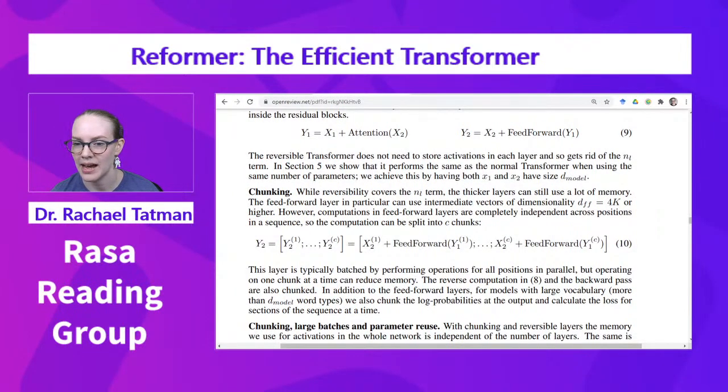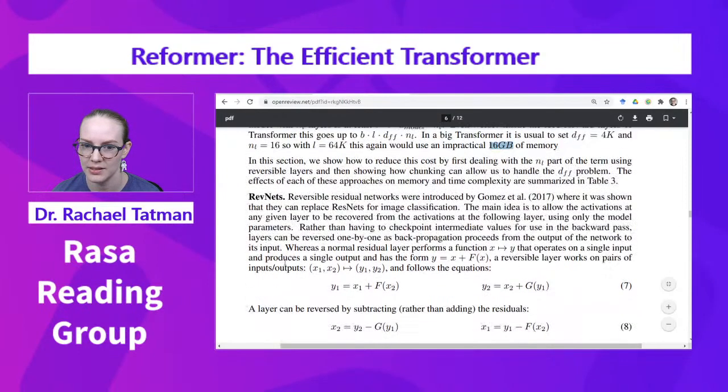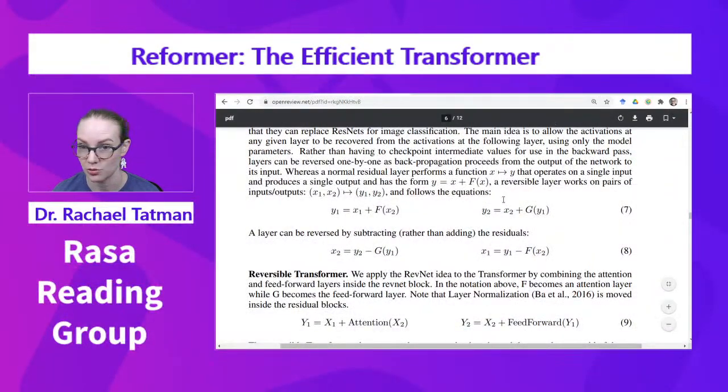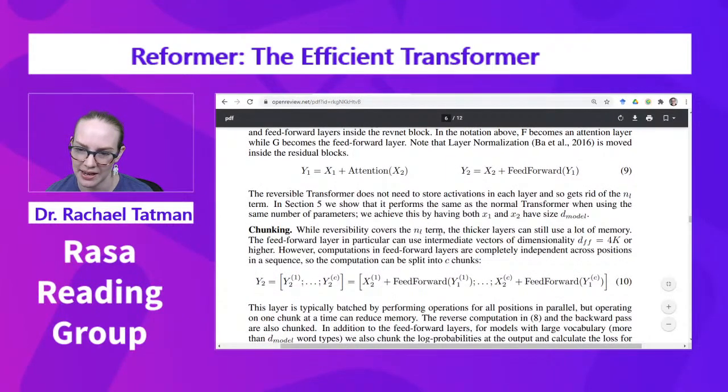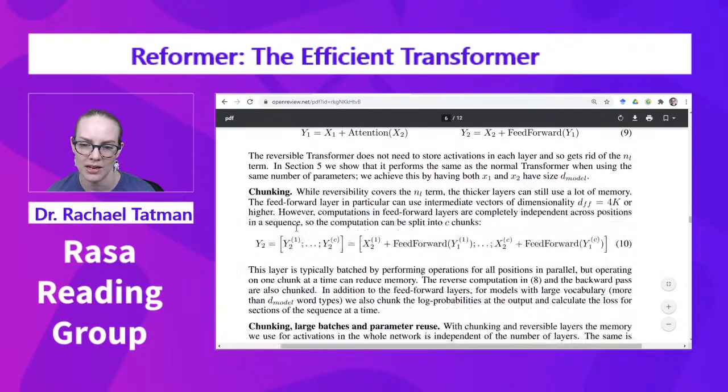Okay, so how do we get the different things down? We've gotten rid of having to store all of the intermediate levels because we can just recompute them whenever we need them. We apply chunking. While the reversibility covers the NL term, the thicker layers can still use a lot of memory. The feed-forward layer in particular can use intermediate vectors of dimensionality DFF equals 4K, where K is the dimension of the model, I think, or higher. However, computations in feed-forward layers are completely independent across positions in a sequence, so the computation can be split into C chunks. So as we're stepping across the sequence, we don't need to keep all of the things in memory.